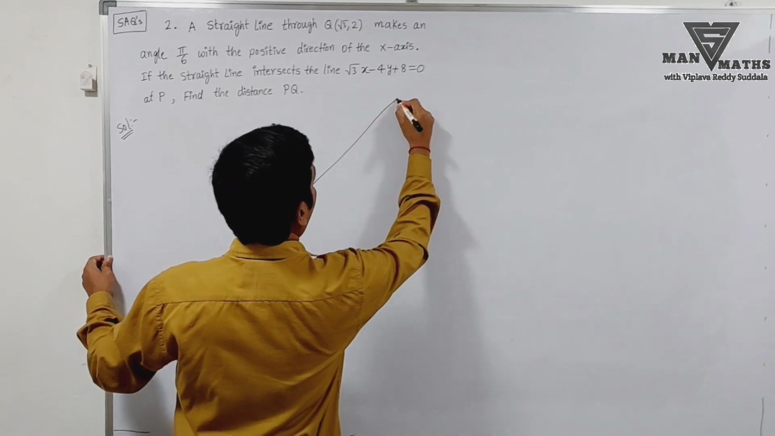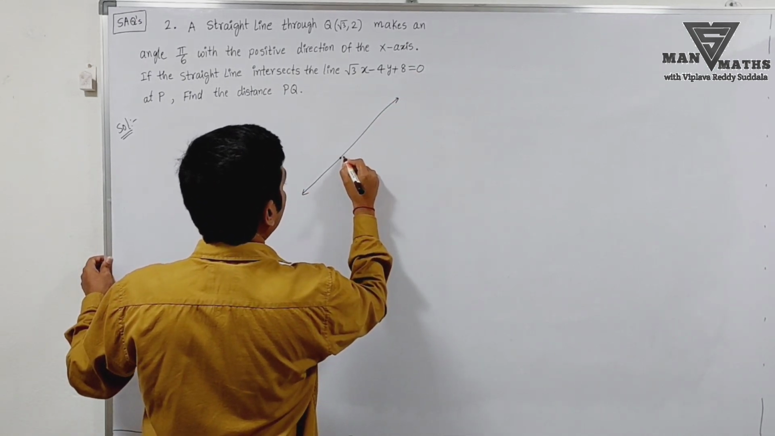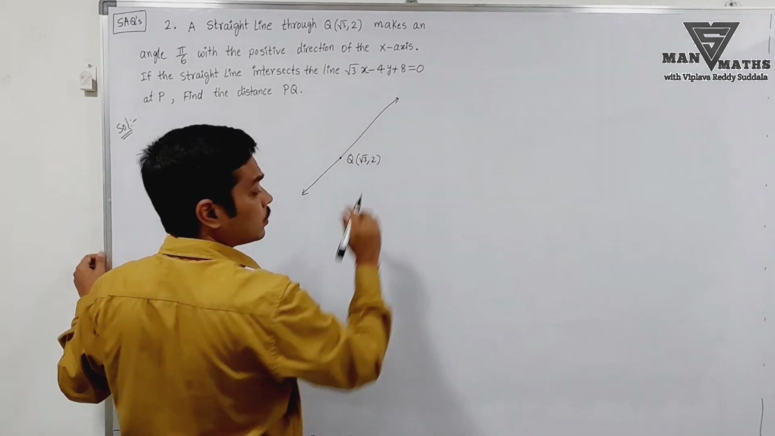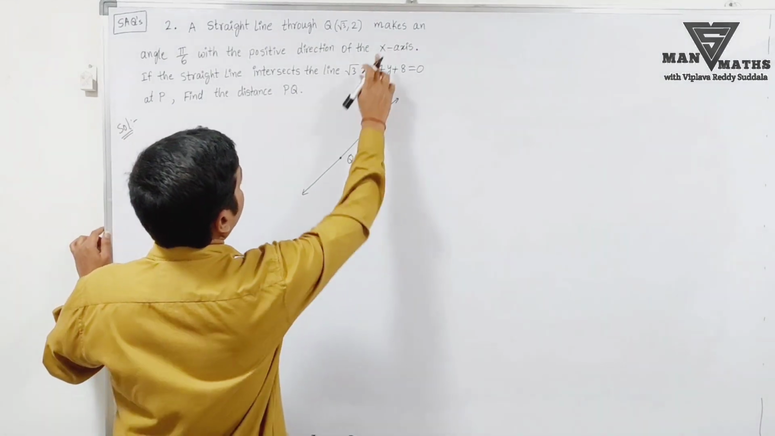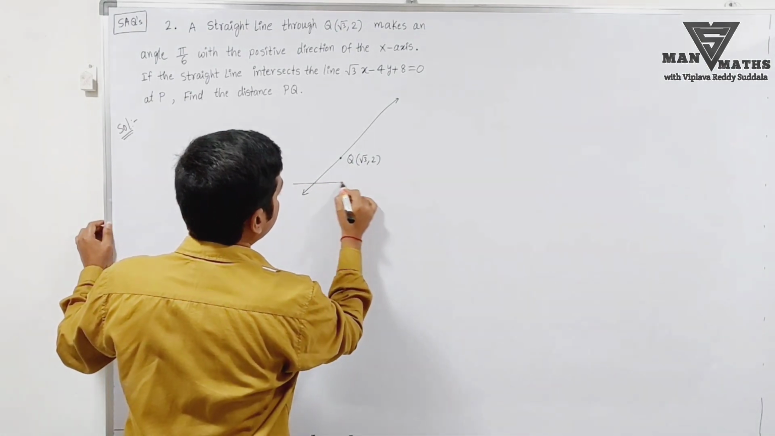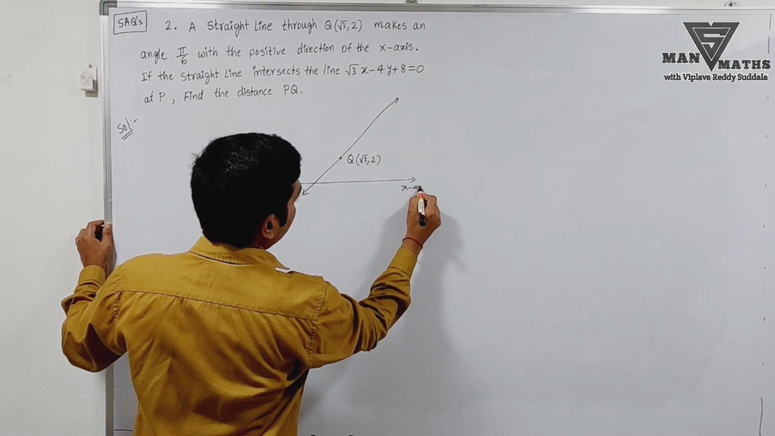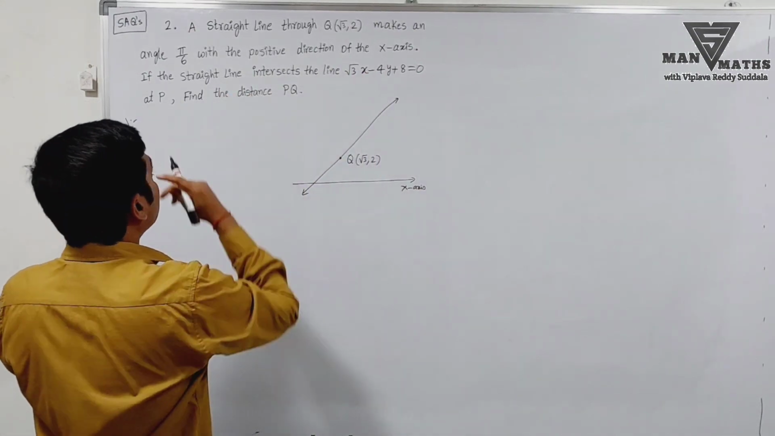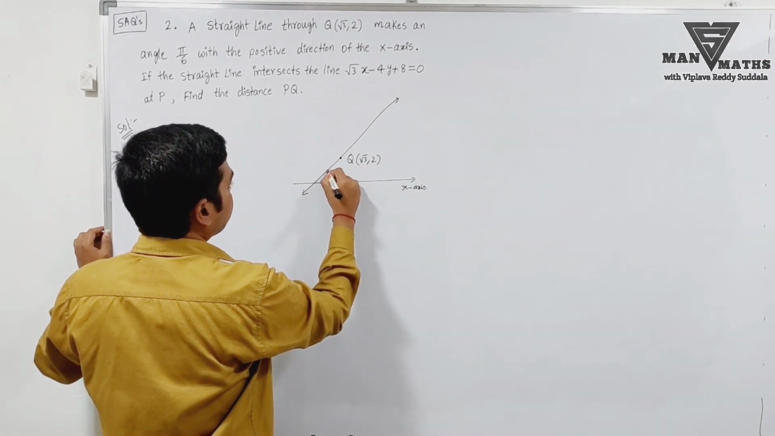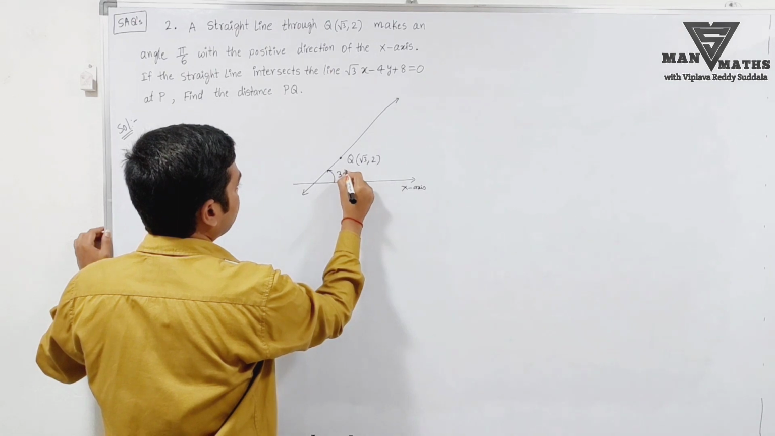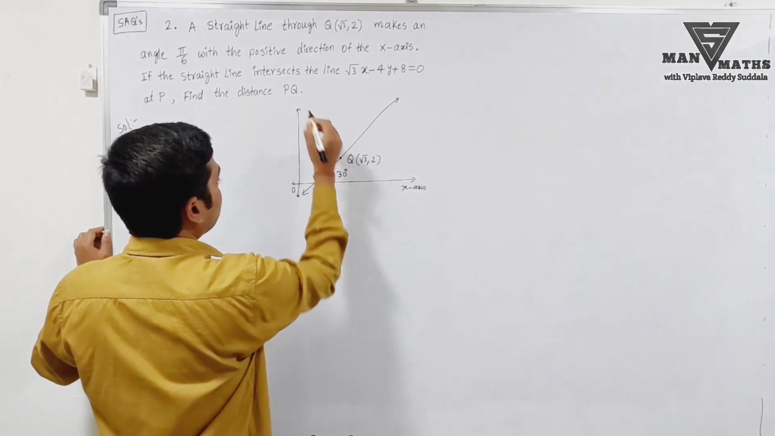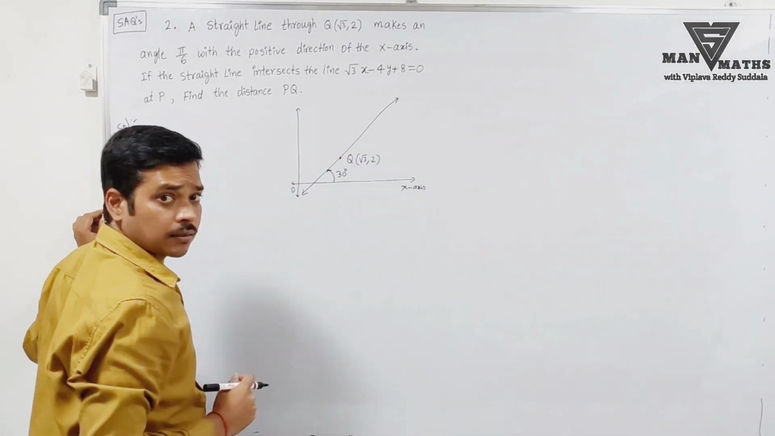This is the line passing through Q (root 3, 2), the given point. One line passes through Q and makes an angle pi by 6 with the positive direction of the x-axis. For example, this is the x-axis. Positive direction of the x-axis means anti-clockwise direction. Pi by 6 is nothing but 30 degrees. Here the inclination of this line is 30 degrees.